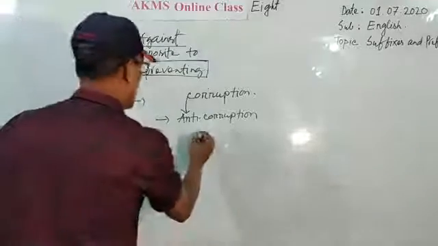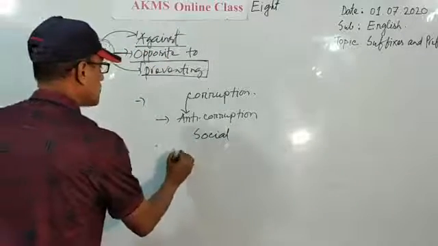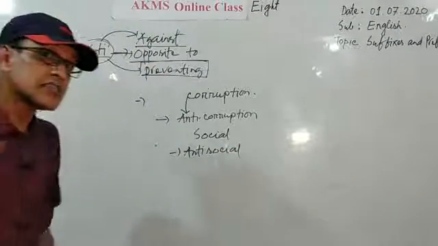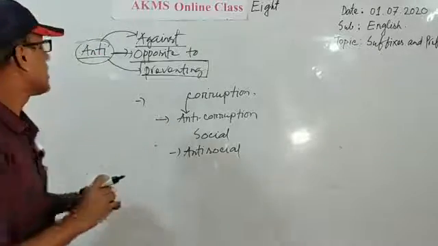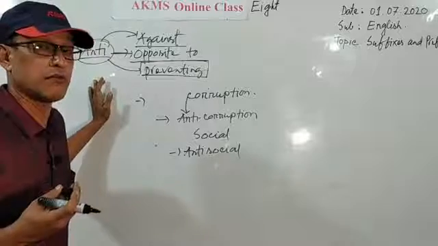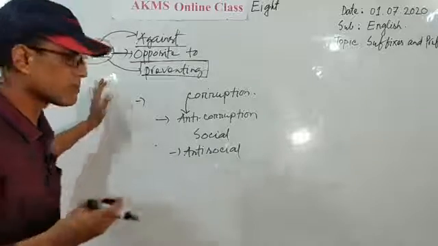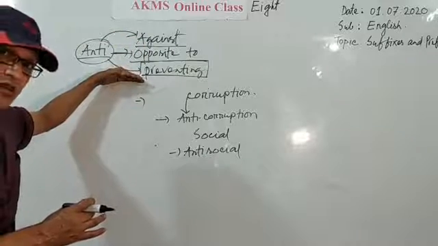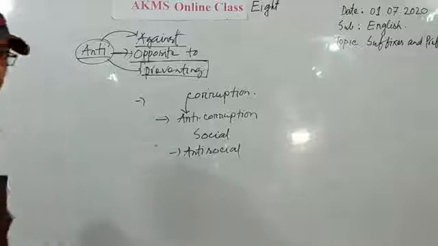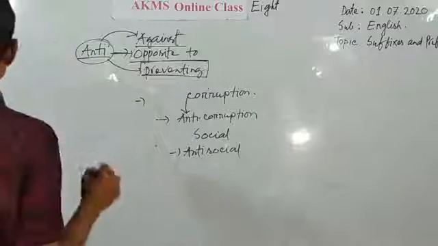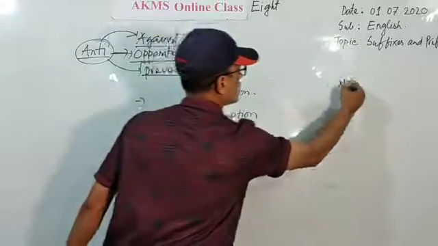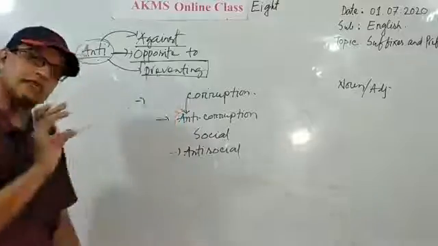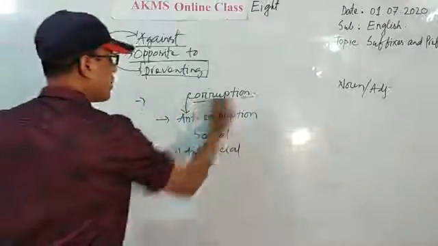Okay? Social. You can write antisocial. So first you should try to understand what type of meaning can be expressed by using a prefix. So anti can be used to express the meaning of against, opposite to, or preventing. Now dears, I forgot to say, this anti can be used with a noun or adjective and make it different. Corruption is a noun, social is an adjective.